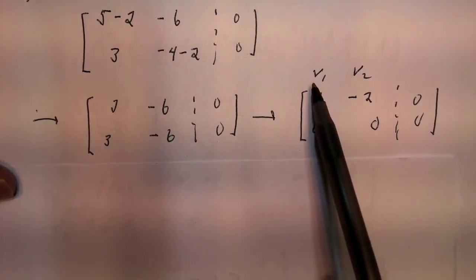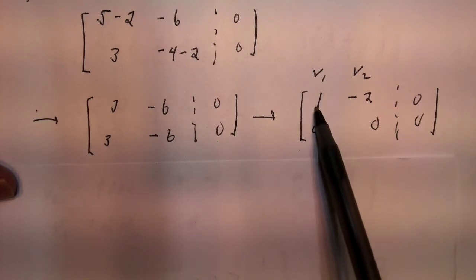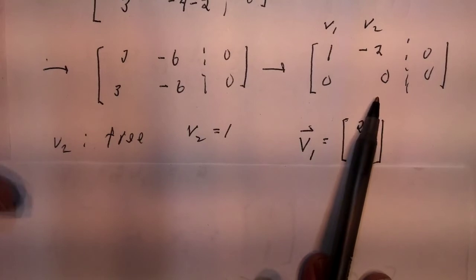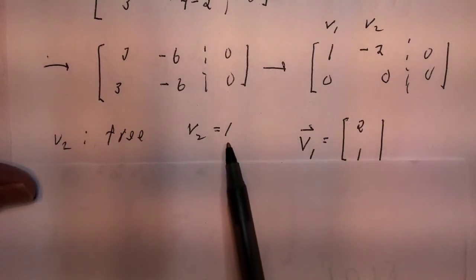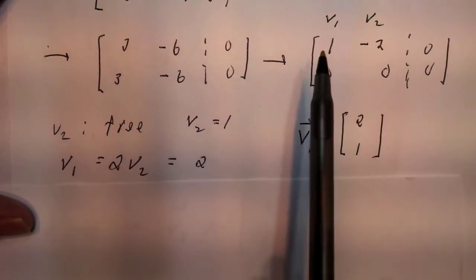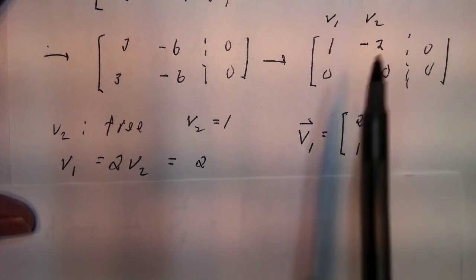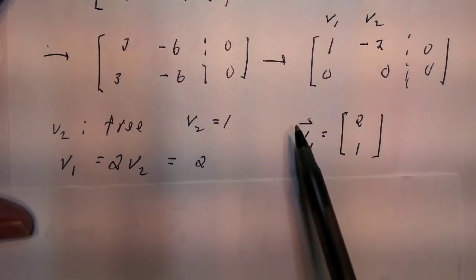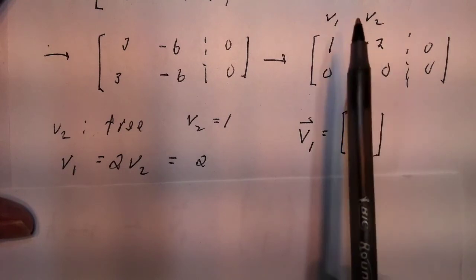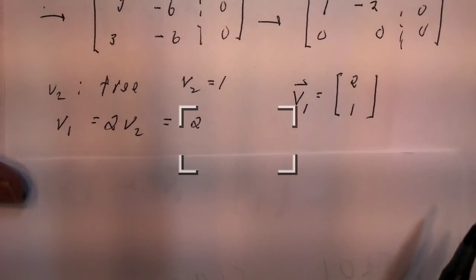So V1, which is the first component of the vector V, this is a scalar, is a pivot column. This is not. So that means that V2 is free. I might as well set it to be 1. That's nice and simple. Then V1 would be 2V2, which would be 2. So that means our first eigenvector is 2, 1. V1 and V2 were just the components of the vector V.